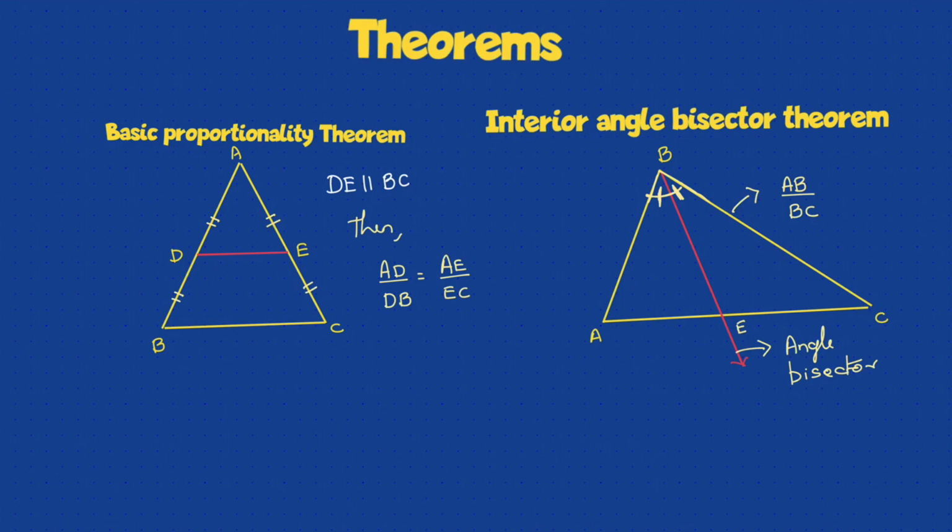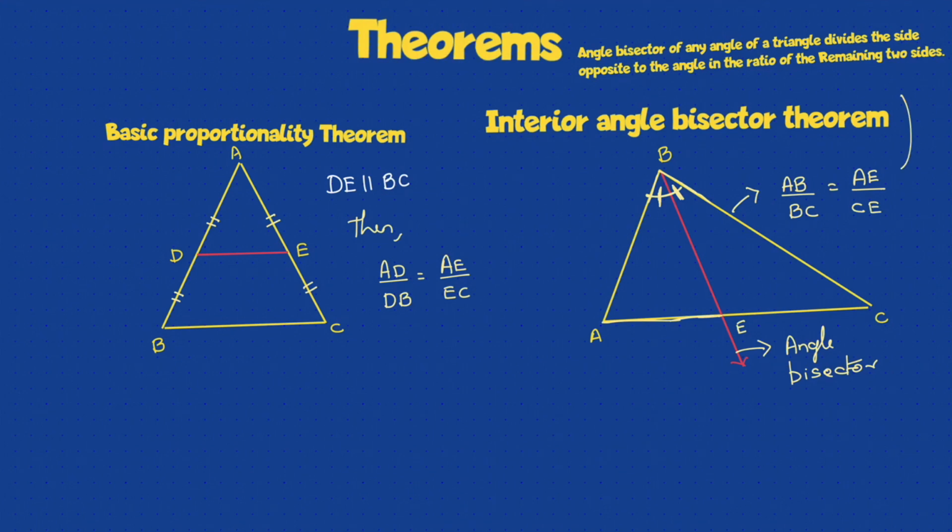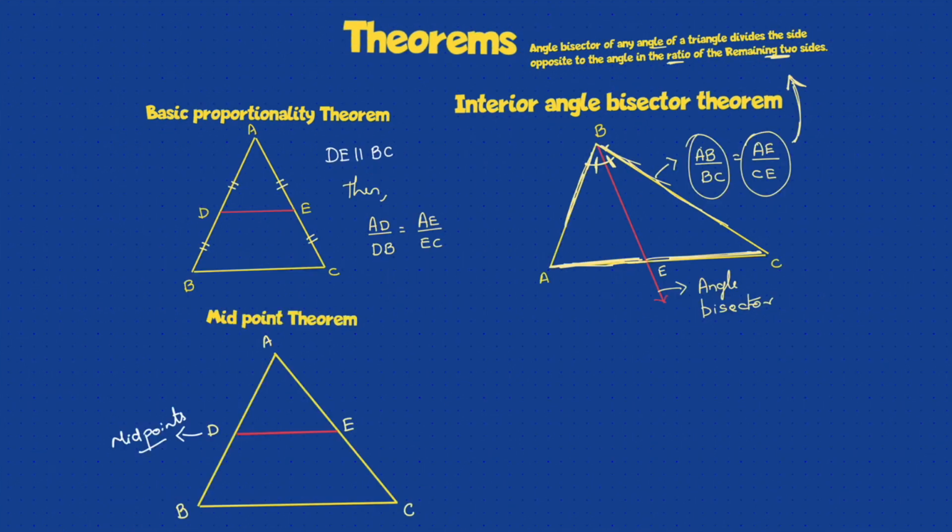Then you have AB, which is one side, upon BC. AB upon BC will be equal to AE upon EC. The side on which the angle bisector is coming is divided. So the angle bisector of any angle of a triangle divides the side opposite to the angle in the ratio of the remaining two sides. So the remaining two sides are AB upon BC, and on the side opposite to the angle bisector, AE upon EC. Okay, AC is divided into AE and EC.